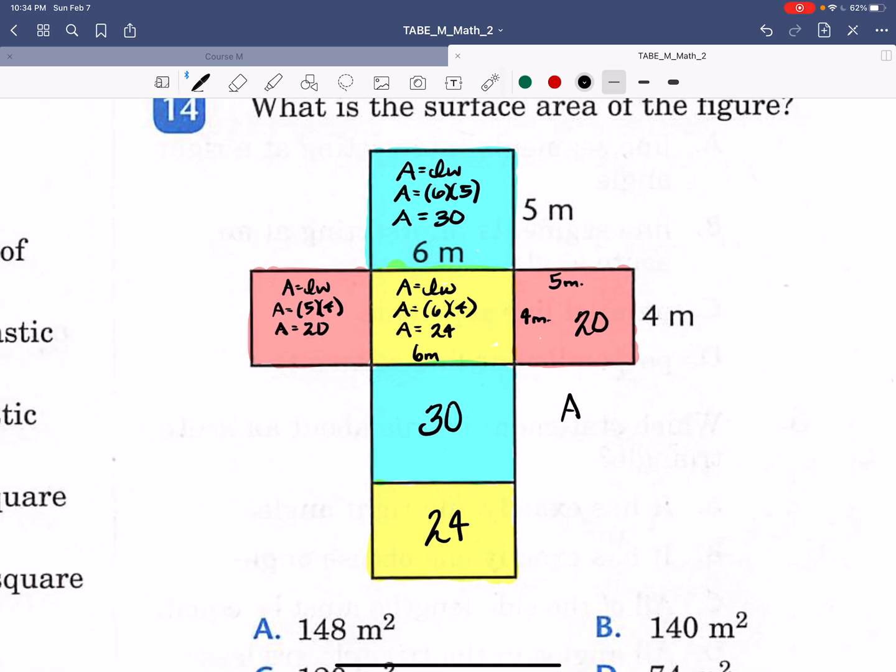So I have 2 of the 30s plus 2 of the 24s plus 2 of the 20s. And this is not area, that's surface area. So we have 60 plus 48 plus 40. So that looks like 148, I believe.